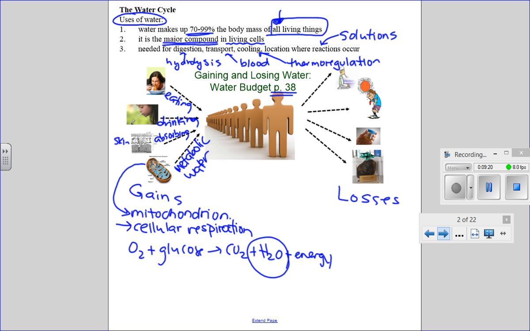On the right for losses, we have evaporation as the first two. It could either be evaporation because of breathing. So every time you breathe, a little bit of water vapor comes out with your breath. You can prove that because when it's really cold in the winter, the water vapor condenses immediately when it leaves your mouth. We also have sweating, which would be a way to lose water. And then we have urine and feces as the two other ways that organisms lose water.